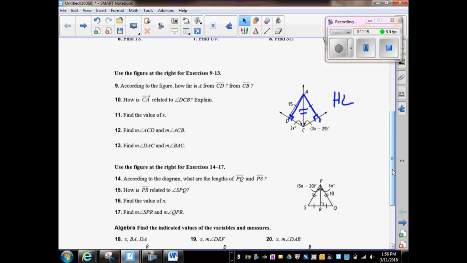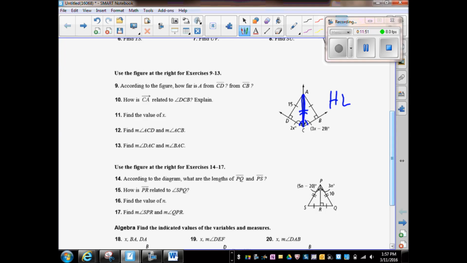CPCTC, but we first need to show the triangles are congruent. Kate, how do we know that? By hypotenuse leg. They share this side here. It is congruent to itself. So we have the hypotenuse and we have a leg, which means that our corresponding pieces are congruent.